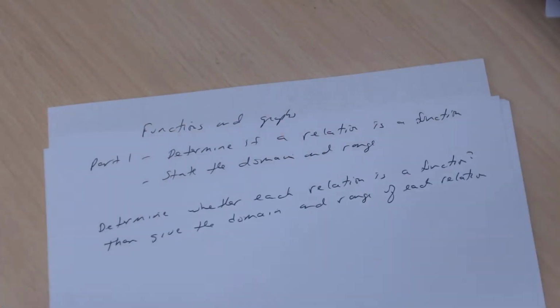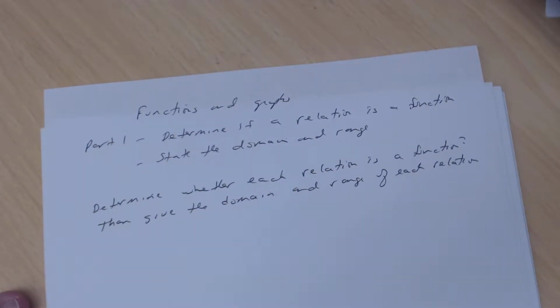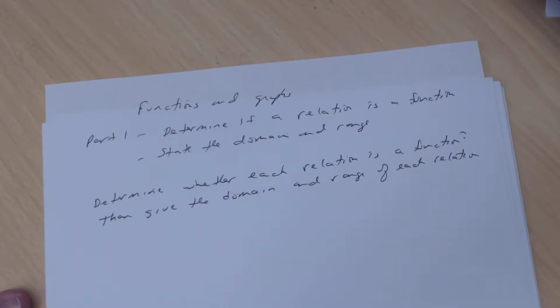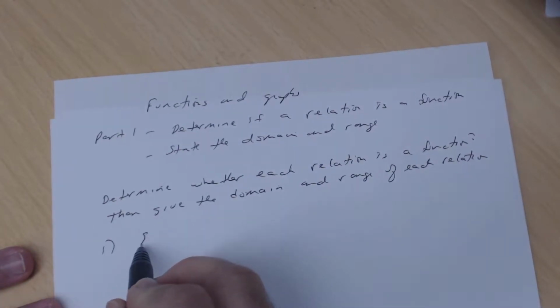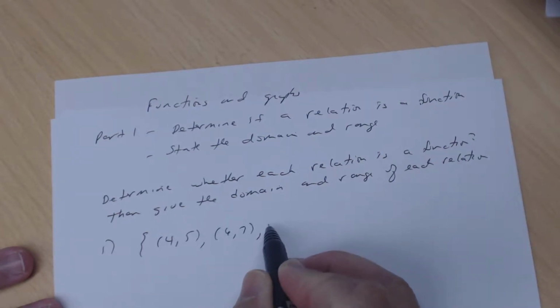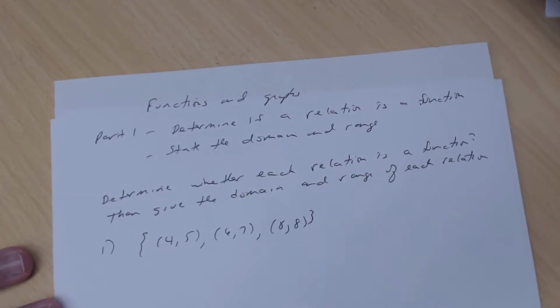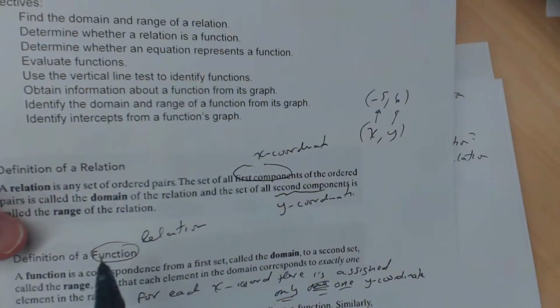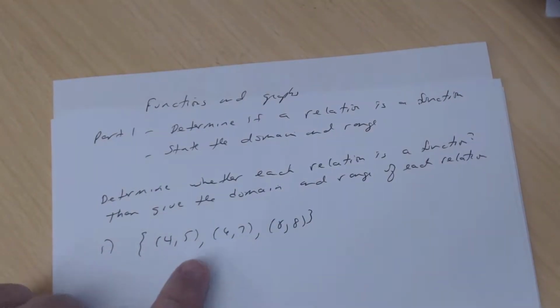Okay? All right, so let's look at number one. In these directions, you're asked to determine whether each relation is a function, then give the domain and range of each relation. We're going to look at about 5 or 6 of those. Okay, number one. Let's suppose we had the ordered pairs (4, 5), (6, 7), and (8, 8). This is a relation because, according to our definition, a relation is a set of ordered pairs. Notice that it has 3 ordered pairs.